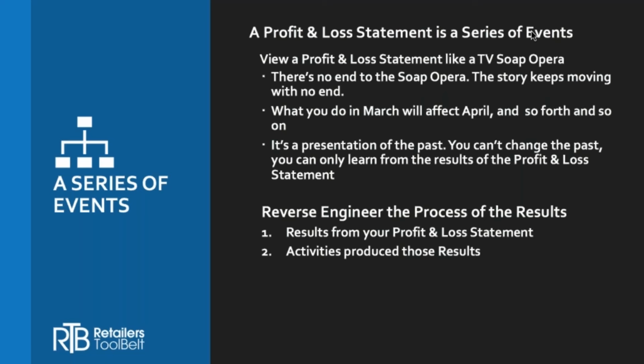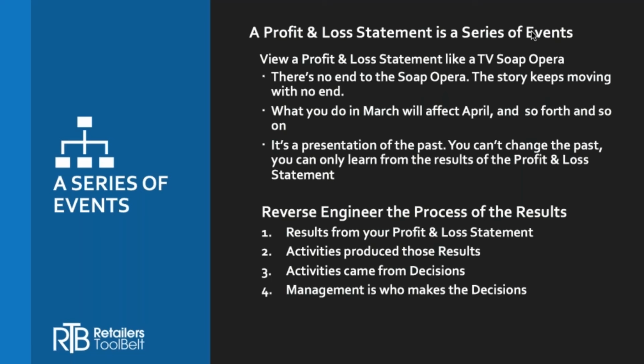And then if you go back further, well, how do those activities come to be? And they came from decision. So an activity comes from a decision. And if you go one more step further back, well, who makes those decisions? And those decisions are going to be management. So if you really want to break down the process of how those results end up on your P&L, you want to look at this simple process. Management makes decisions. Those decisions get turned into activities, and those activities produce results.